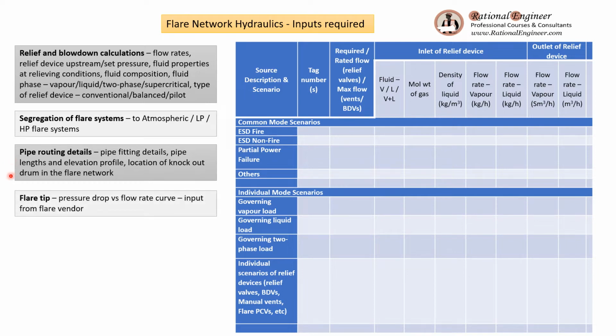Next, we would need the details of the flare tip from the flare vendor, which would typically involve a curve of flow rate versus pressure drop, so that we can model the pressure drop across the flare tip for the relevant flare load.